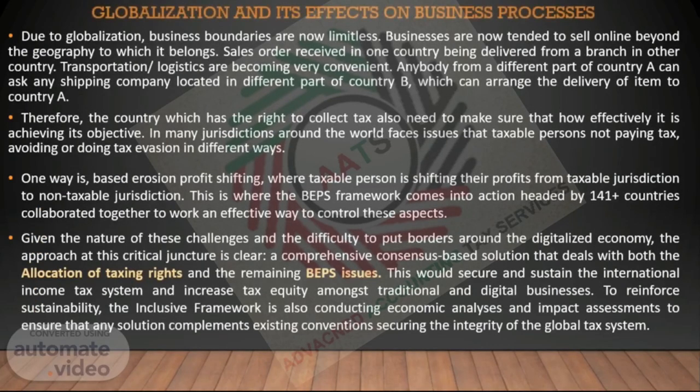Globalization and its effects on business processes. Due to globalization, business boundaries are now limitless. Businesses now tend to sell online beyond the geography to which they belong. A sales order received in one country may be delivered from a branch in another country.